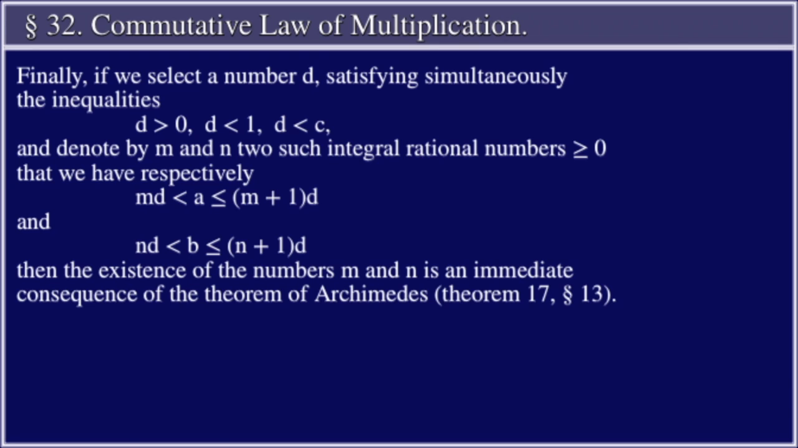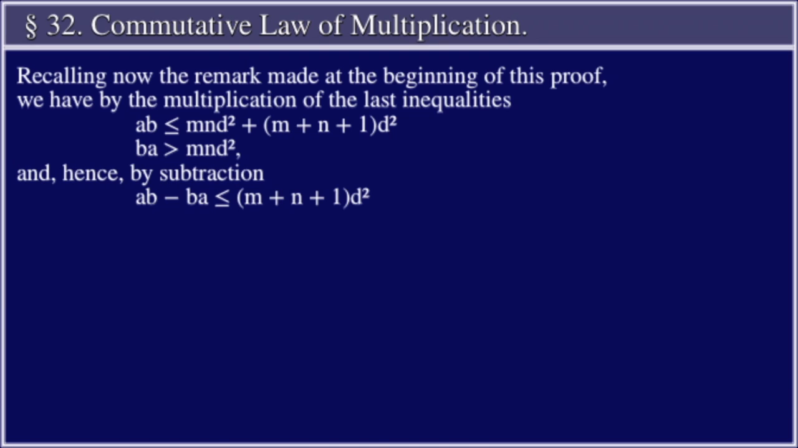and denote by m and n two such integral rational numbers greater than or equal to 0 that we have respectively md less than a less than or equal to the quantity m plus 1 times d, and nd less than b less than or equal to the quantity n plus 1 times d. The existence of the numbers m and n is an immediate consequence of the theorem of Archimedes, Theorem 17, section 13.